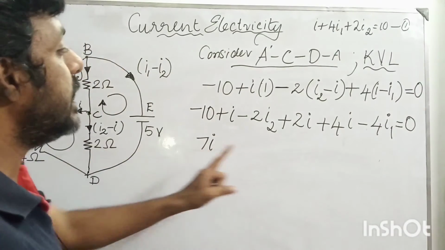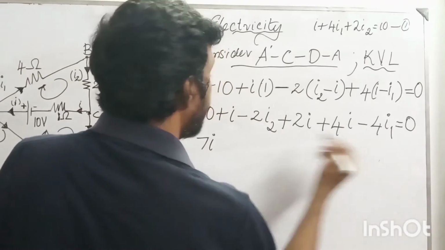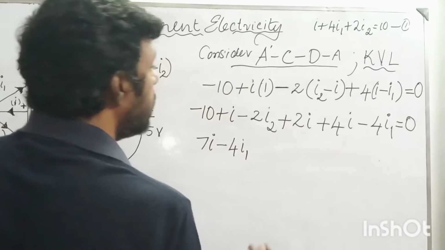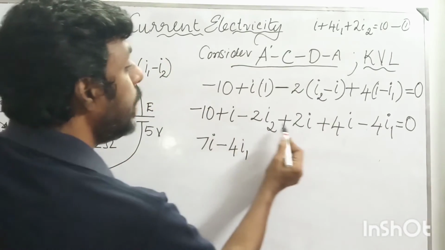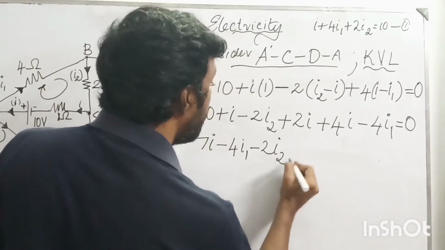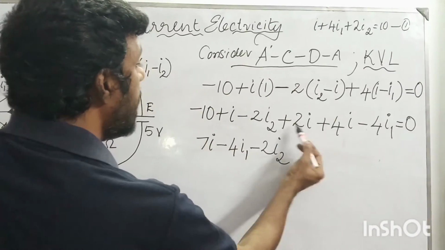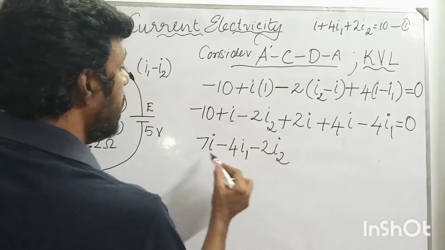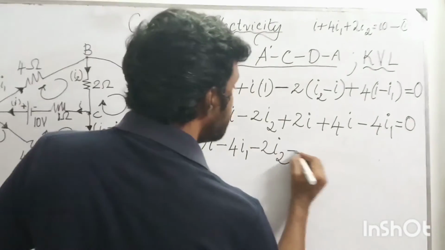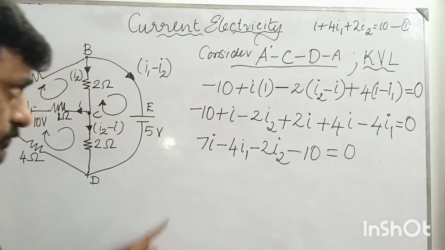Now I am going to take the I1 terms. How many I1 terms do you have? You have only one I1 term, minus 4 into I1. Right? So now I am going to take I2. How many I2 do you have? You have only one I2, minus 2 into I2. Right? So you have 7I minus 4I1 minus 2I2 minus 10 equal to 0. Right? You got it?